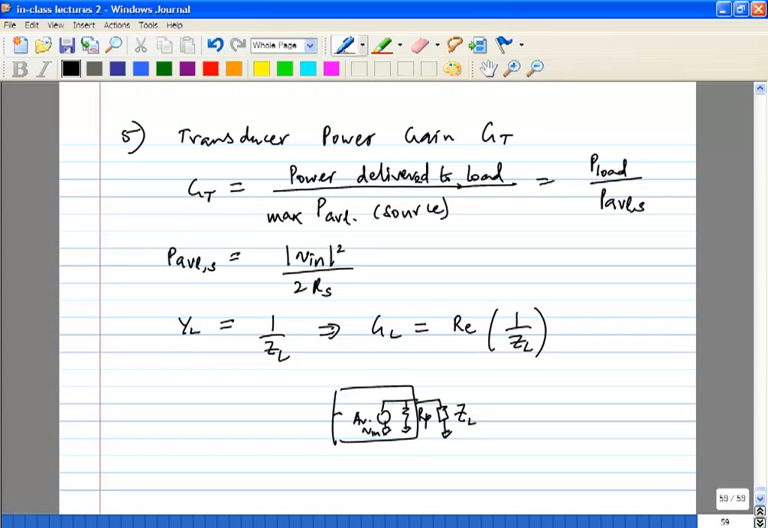That is RP, right? Okay. So what is your P load? Okay, it's V out squared over 2 times GL. Okay, so which is... and obviously we can write V out in terms of Vn because we know the voltage gain.